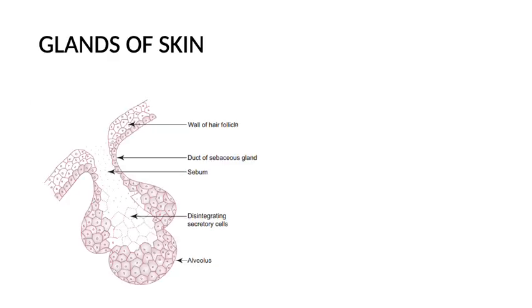Glands, sweat glands and sebaceous glands, very important. So the skin has got sebaceous glands and sweat glands. Oily secretion होता है वो sebaceous glands का होता है, which keeps the skin smooth and prevents it from drying. Whereas sweat glands have watery secretion and they keep the skin cool.